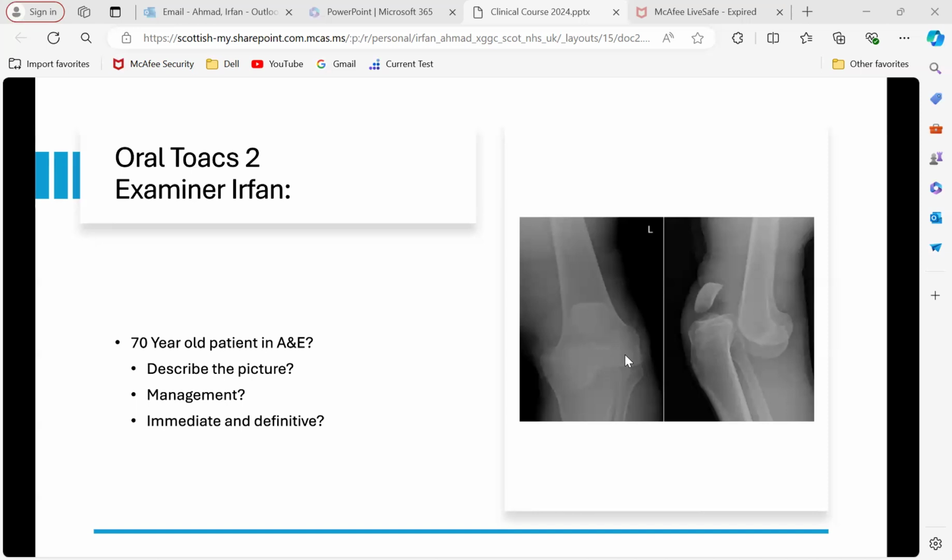And if after a few minutes the pulses are not palpable, then I will go for the CT angiogram. CT angio confirmed that there is a vascular injury. What are you going to do?